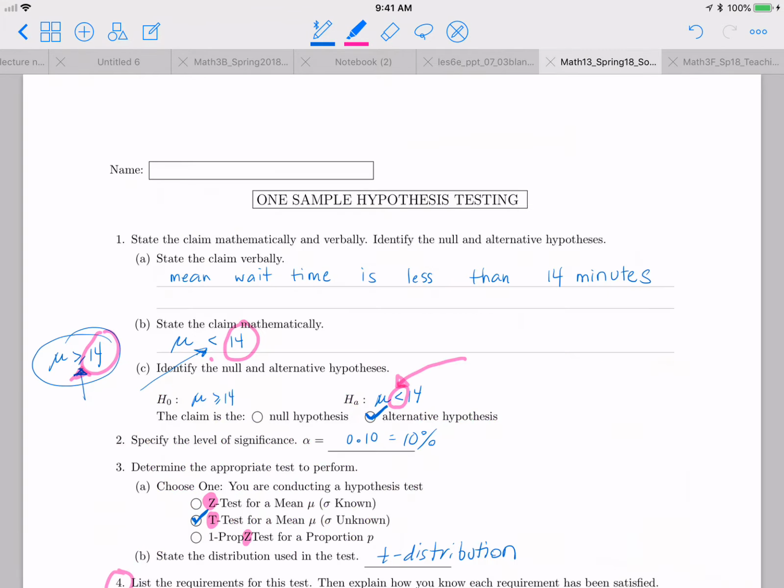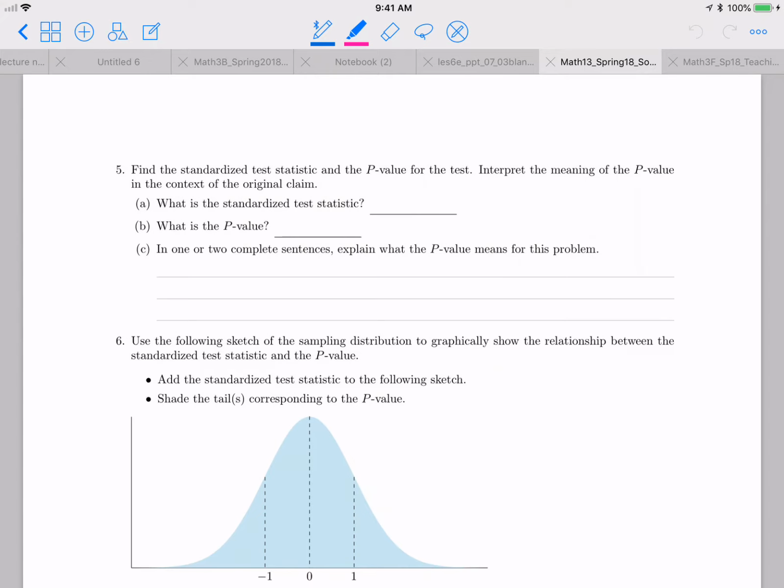Okay, now I'm ready. What is the standardized test statistic? It is t equals negative 0.09035. What is the p-value? P equals 0.46499. Explain in one or two complete sentences what the p-value means for this problem.